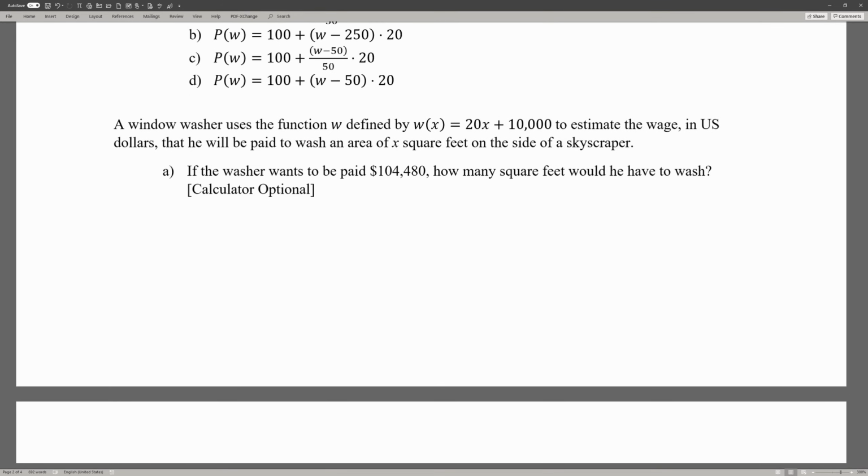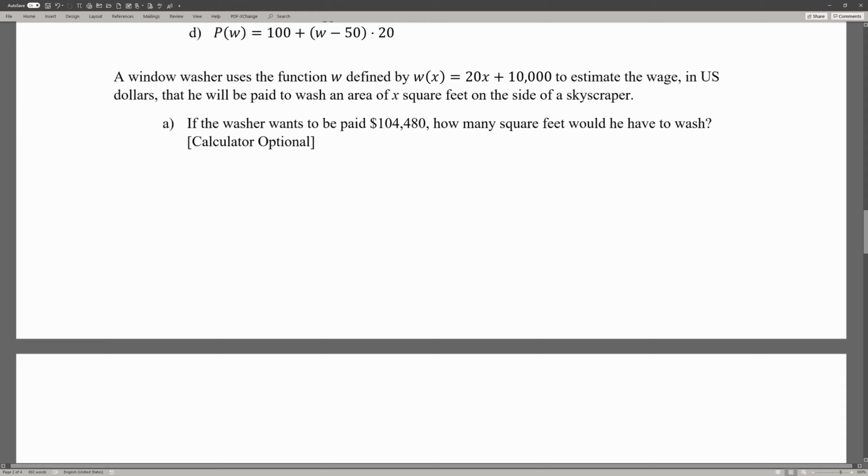A window washer uses the function W defined by W of x is equal to 20x plus 10,000 to estimate the wage in US dollars that he will be paid to wash an area of x square feet on the side of a skyscraper. If the washer wants to be paid $104,480, how many square feet would he have to wash? Okay, so this time they give us the function, and what we need to do is calculate how many square feet it takes for the washer to make that amount of money. Since x represents the number of square feet, what we need to do is solve for x, because that's what we're trying to find, how many square feet.